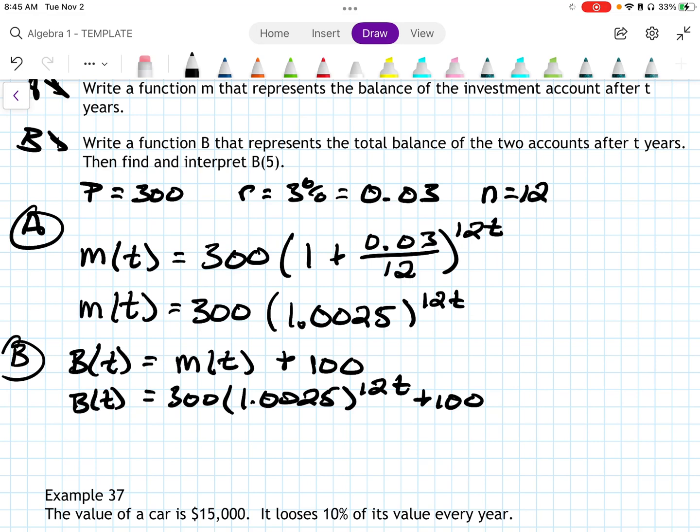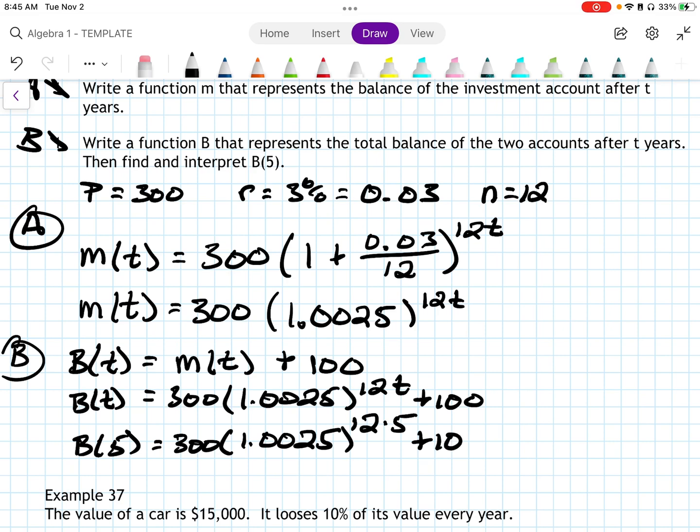Now we need to plug in 5. If we plug in B of 5, we have 300, 1.0025 to the 12 times 5 plus 100. If we type all of that in, we should get 448.49.